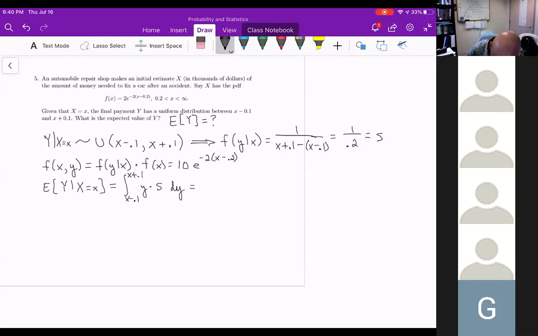So let's integrate this. We've got 5 halves y squared, and y squared is being evaluated, or y is from x minus 0.1 to x plus 0.1. And so this is 5 halves of x plus 0.1 squared minus x minus 0.1 squared. And let's expand this because some things might disappear.